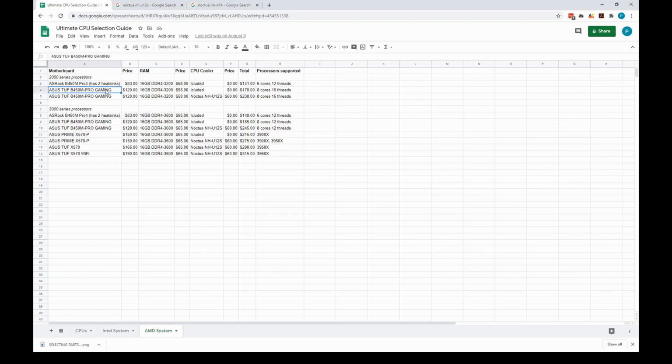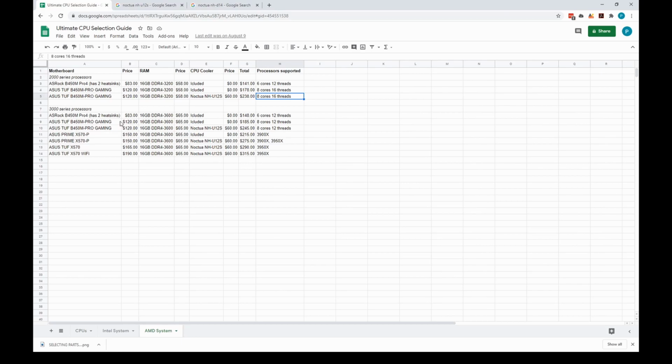The very next one would be the Asus TUF B450M Pro Gaming. Be careful and make sure you get the Pro version, not the other one, because there is another one. I forgot the name of it, but this one has really great VRMs and it can take 8 cores and 16 threads processors easily. I priced that at $120 plus. For 2000 series, I'm using 3200 megahertz RAM, and for 3000 I'm using 3600.